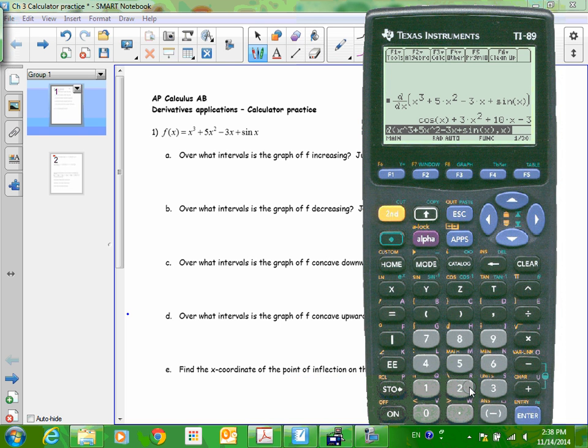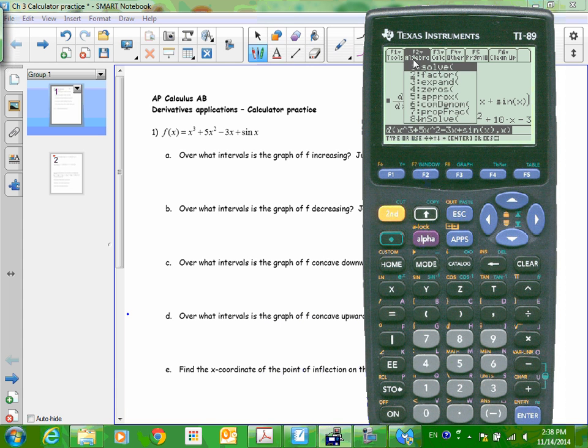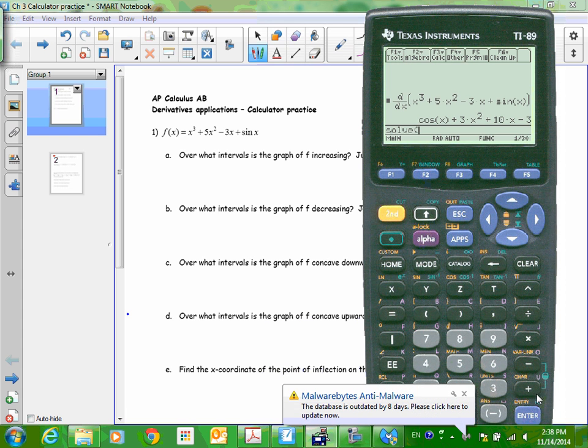What do we need to do with the derivative? Set it equal to 0. Okay, I'm going to show you a couple of different ways to do this. The first way is through the F2, solve. So I'm going to solve.